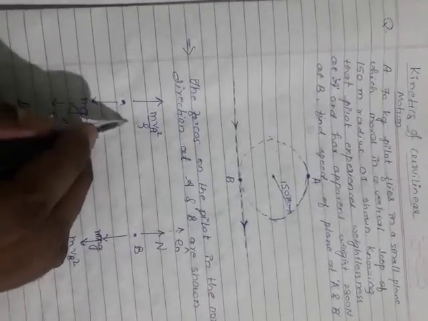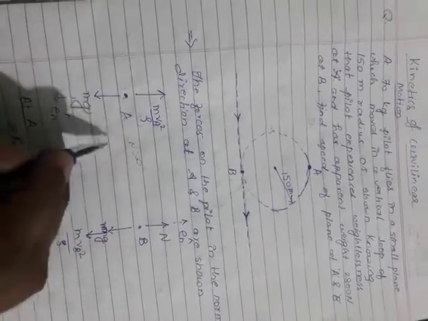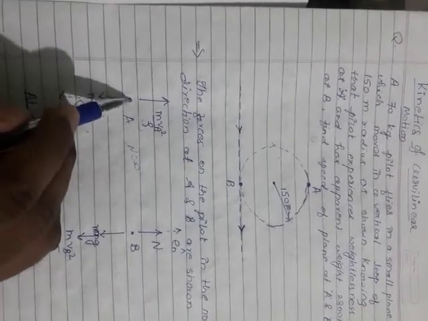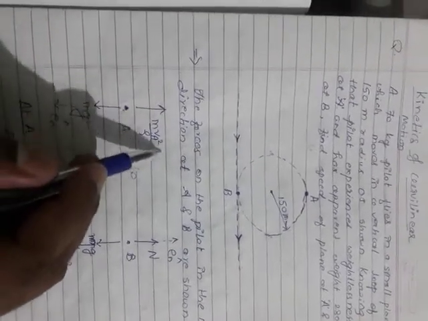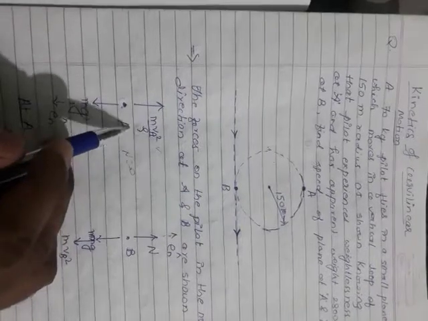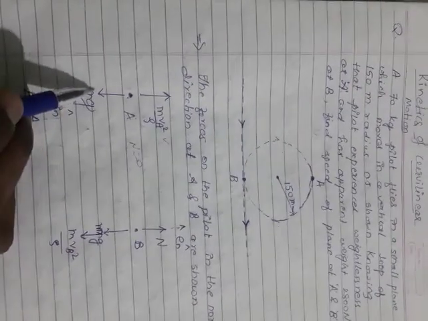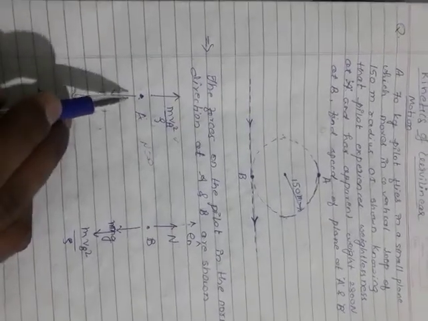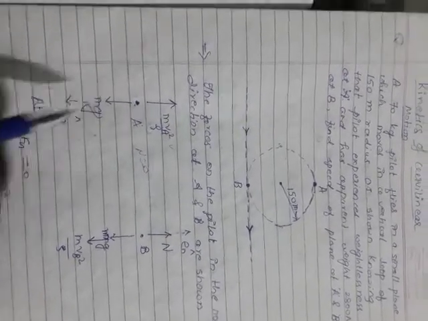So at point A the normal reaction N is 0. The weight will be balanced by the centrifugal force, because it is revolving in a circular motion in the anti-clockwise direction. So there will be a force acting away from the center, which is the centrifugal force, m v_A square divided by rho. This centrifugal force will balance the weight of the pilot, which is acting vertically downward, towards the center of the plane.